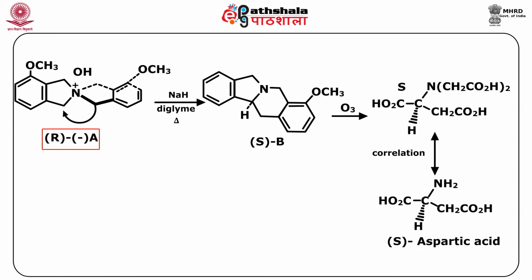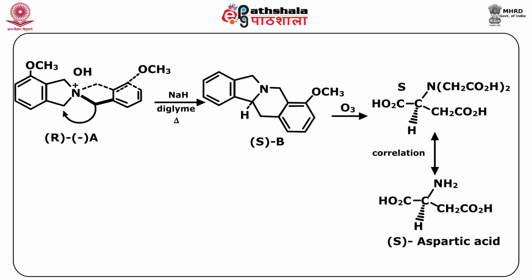The configuration of B is in turn correlated chemically with that of S aspartic acid, also shown in the following figure. By oxidizing the aromatic rings in B to the carboxyl group by ozonolysis, it was seen that the configuration of the levorotatory spirane has to be R.